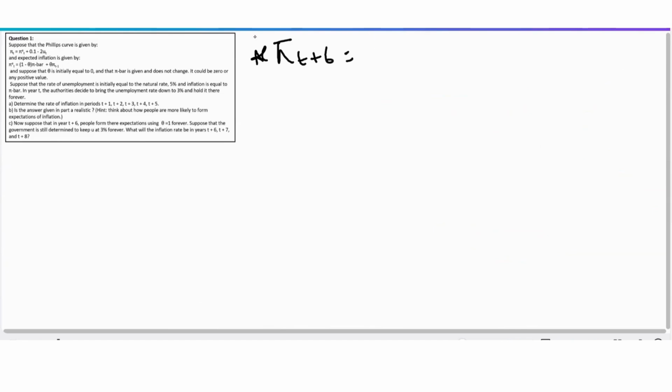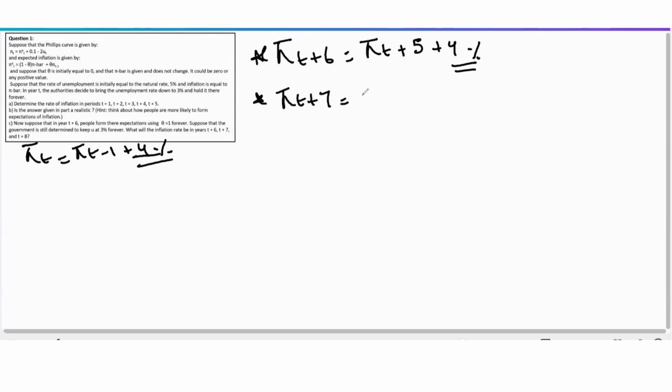Pi t plus 6. Pi t, because we just saw that pi t is equal to pi t minus 1 plus 4%, right? This is what we saw. So this means that if I forward this, now instead of t, I use t plus 6 here, right? You forward it 6 periods, then you'll see this is pi t plus 5 plus 4%, right? And then if I forward this by one more period, this is pi t plus 7, pi t plus 6 plus 4%.